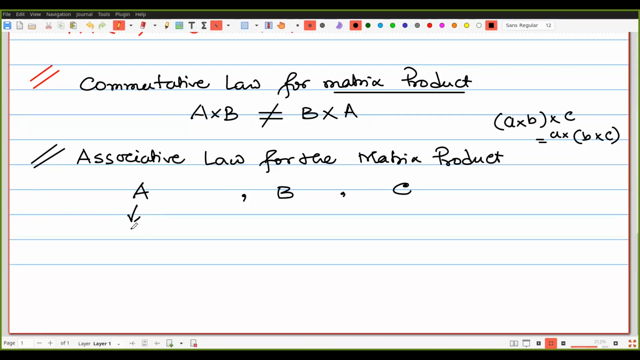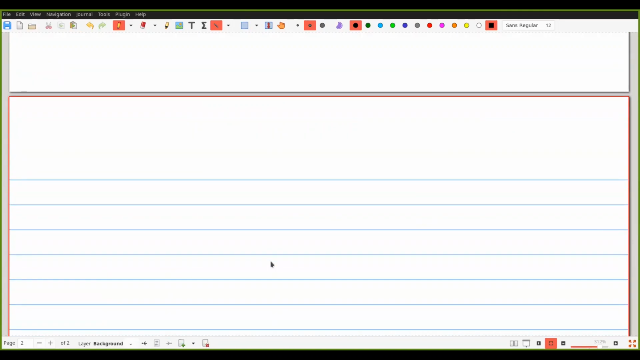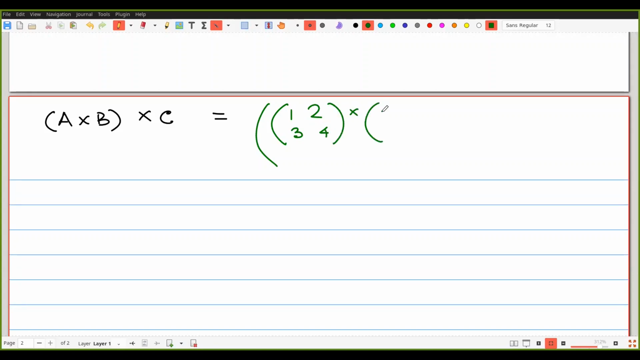Suppose the very first one, A, is equal to [1, 2; 3, 4]. For B, suppose [1, 1; 1, 1]. For the third, C, suppose [2, 1; 1, 2]. Okay, no problem. First of all, the left hand side. Left hand side means A cross B cross C. So first [1, 2; 3, 4] cross [1, 1; 1, 1], then [1, 2; 2, 1]. That means A, B, C.